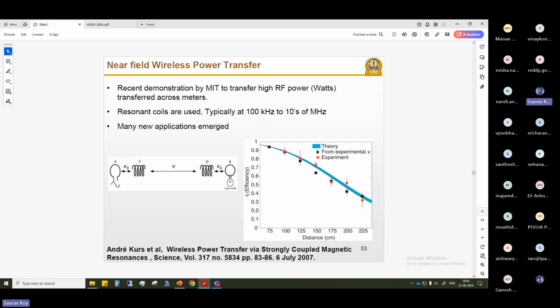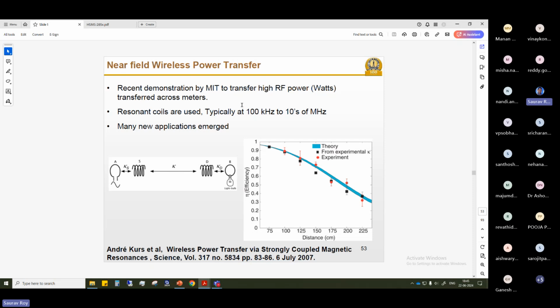And there are studies on near field wireless power transfer. As we saw with the Dr. Tesla and Brown studies, if you want far field transfer, then you have to transmit a lot of energy, maybe megawatts, which is obviously not possible. So people have studied whether it is possible in the near field, and it has been possible. There has been a demonstration by MIT to transfer high power using magnetic coils or resonant coils that work at very low frequency, 100 kilohertz to a few megahertz.